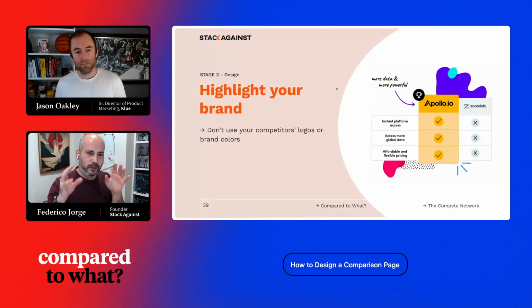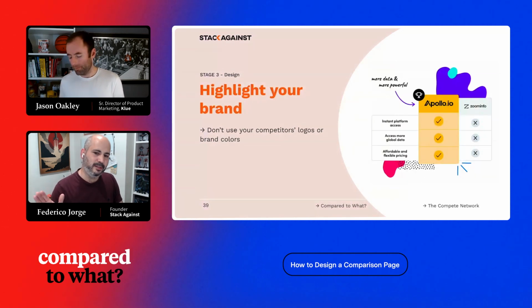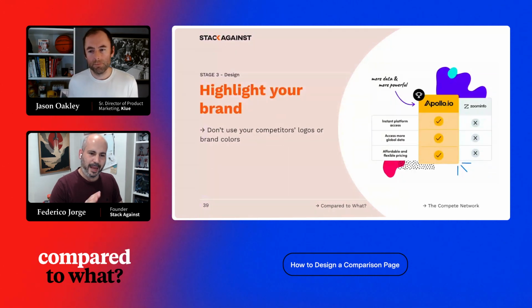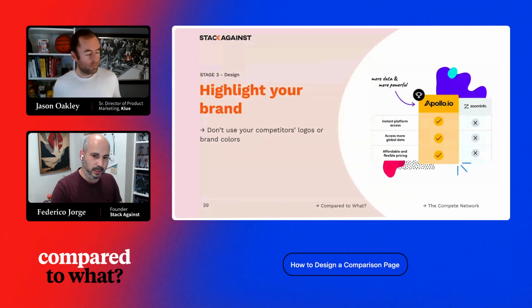And that is: focus on highlighting your brand. Because you're bringing elements from your competitors on these pages, and you're mentioning them, you're talking about them, you don't want to make the mistake of using anything that is related to their branding. So don't use their logos, don't use any trademark names that they may have, don't use their colors, don't use any fonts that may resemble their brands. Try and stay away from anything that might confuse somebody that is visiting these pages.